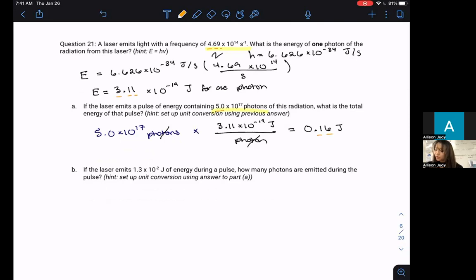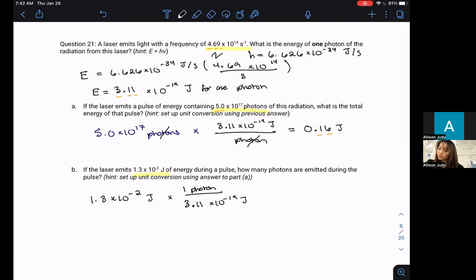If the laser emits 1.3 times 10 to the negative 2 joules of energy during a pulse, how many photons are emitted? So here, again, we're going to take our previous work and we're going to turn it into a math tool, the relationship that we derived. So I know this time that I'm given, we always start with our given, 1.3 times 10 to the negative 2 joules of energy. And I've got to figure out how it relates to photons. Well, I know that for every 1 photon, I produce 3.11 times 10 to the negative 19th joules of energy.